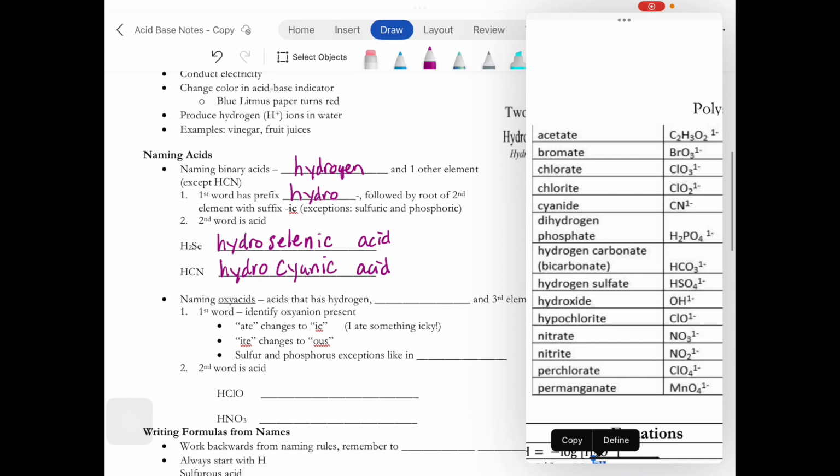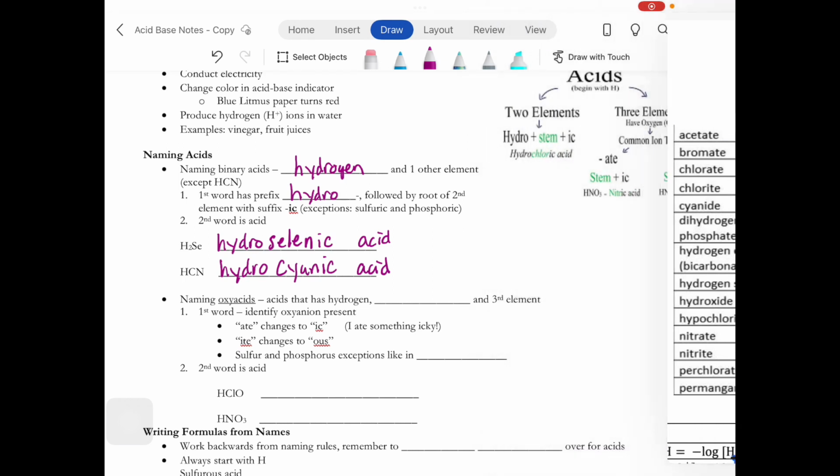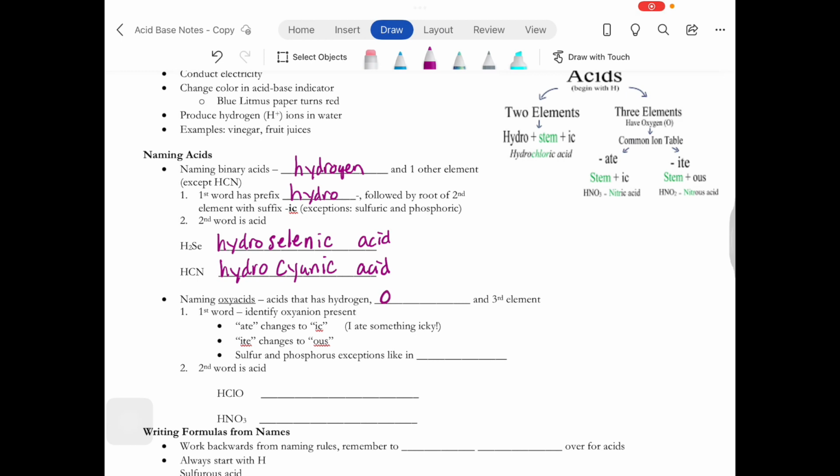Naming oxyacids. Oxyacids are acids that have hydrogen, oxygen, and then a 3rd element. They are a little bit harder because you need to figure out what oxyanion is present. If it ends in ate, it changes to ic. If it ends in ite, it changes to ous. So ate goes to ic, ite goes to ous. And then the second word is just acid. Sulfur and phosphorus are exceptions, like in the binary acids.